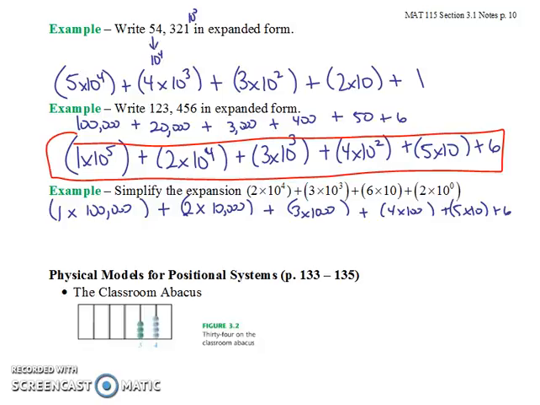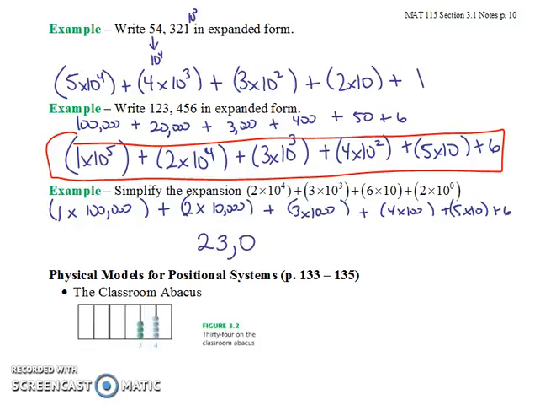So looking at the example that I have here, simplify the expansion. Well, that's 2 times 10 to the 4th power. 10 to the 4th power is in the 10,000s place. And 2 times 10 to the 3rd power, that's in the thousands place. There's nothing in the hundreds place. That's why we have a placeholder of 0.